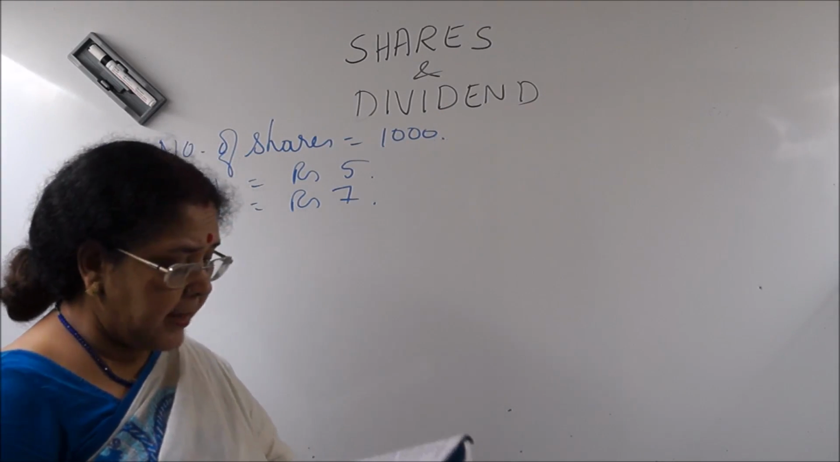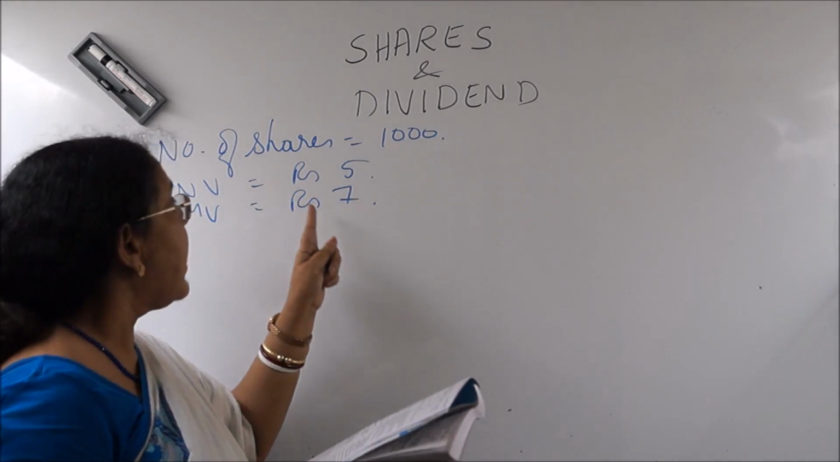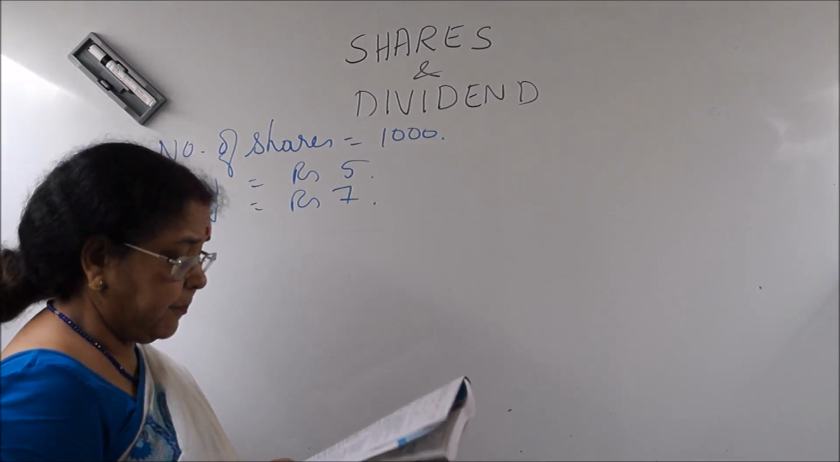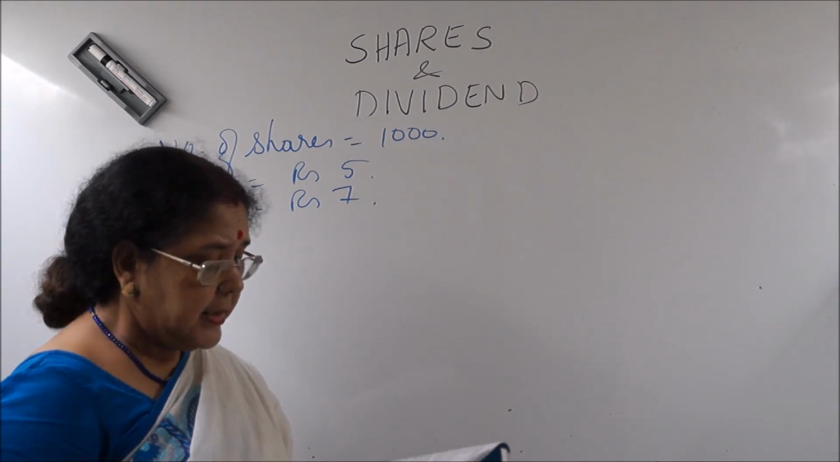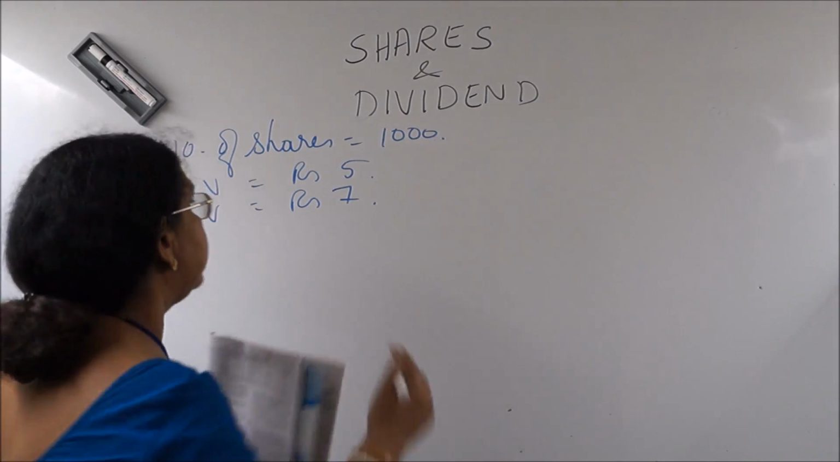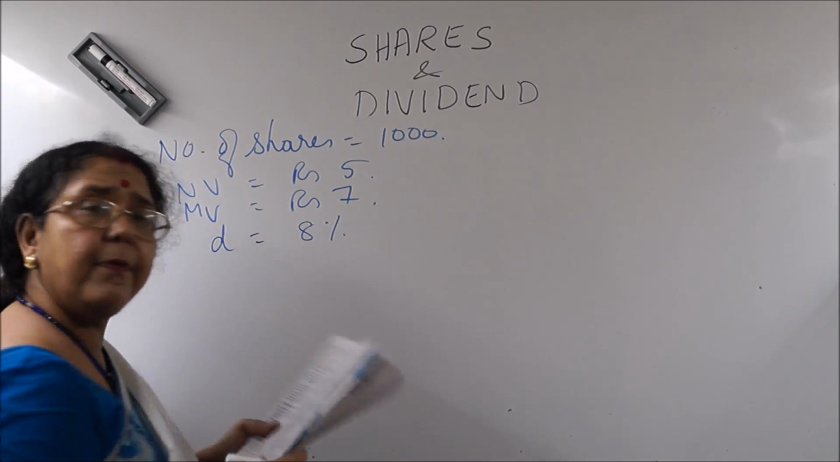So a man bought 1000 shares, each of face value 5 rupees at 7 per share. Now at the end of the year, the company from which he bought the shares declared a dividend of 8%. So the company declared a dividend at the rate of 8%.